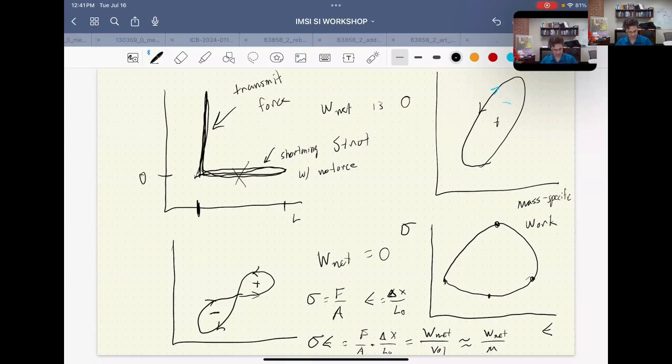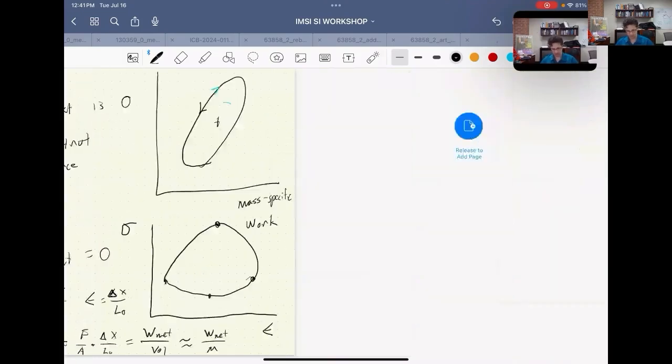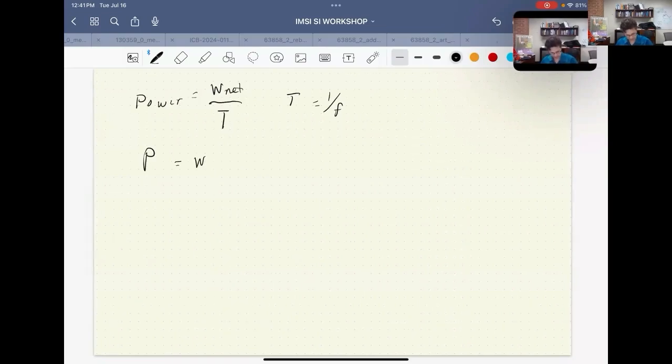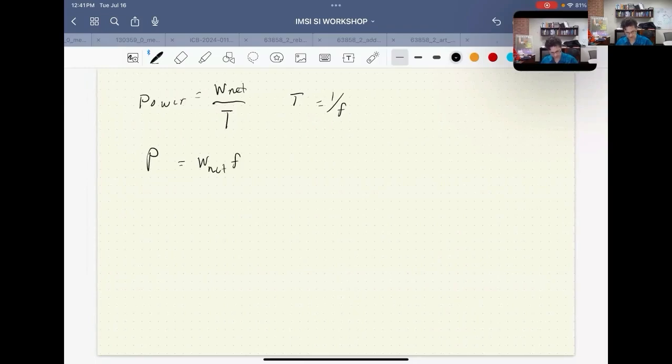And the last thing that we have to do is just say mechanical power is equal to the net work divided by the period of time that it takes to do that. Since we're talking about steady cycles right now, we can remember that the period of one cycle is equal to 1 over the frequency. And so the mechanical power that the muscle is producing is the net work times the frequency.